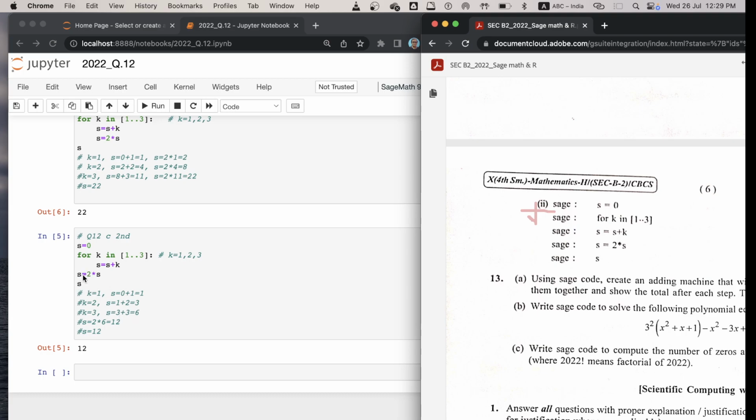So next, s is equal to 2s outside the for loop. Here a is equal to 2, and the new value of s is 6, so 2 into 6 equals 12. So the output for 6 is 12 here.